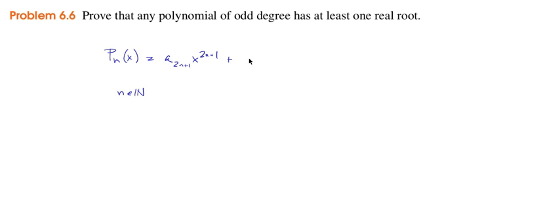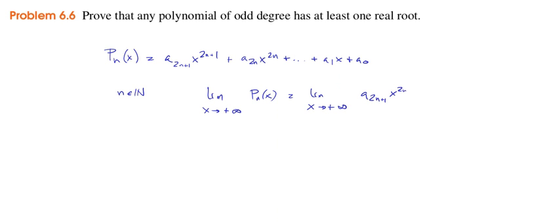And so we have that, plus a2n x^2n plus blah blah blah plus a1x plus a0. And so we can compute the limit of this polynomial Pn when x goes to plus infinity. As we know in polynomials, the leading term dominates, so this is going to be the same as the limit when x goes to plus infinity of a(2n+1) x^(2n+1), and this is going to be plus infinity.